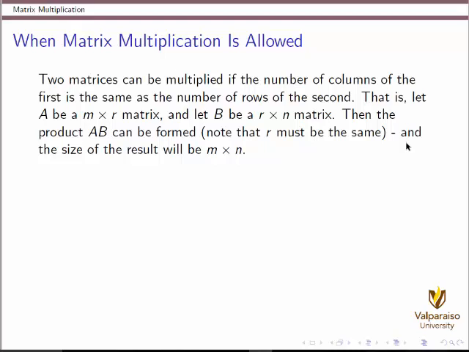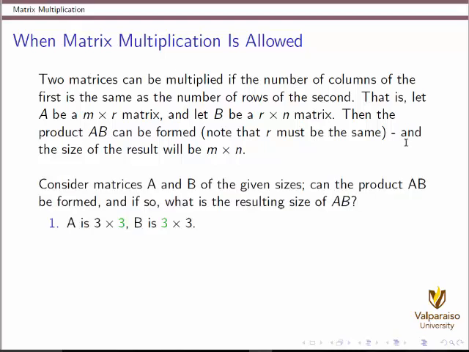So we have matrices A and B. These don't have to be square, so A is M by R, M rows, R columns. B needs to be R by N, so R rows and N columns. Those 2 numbers, the R's, the number of columns of A, the number of rows of B, they have to be the same number. And if they are, then you can multiply the 2 matrices together. The number of columns of the first must be the number of rows of the second. If you can do the matrix multiplication, then it's those outer numbers that tell you the size of the result, M and N.